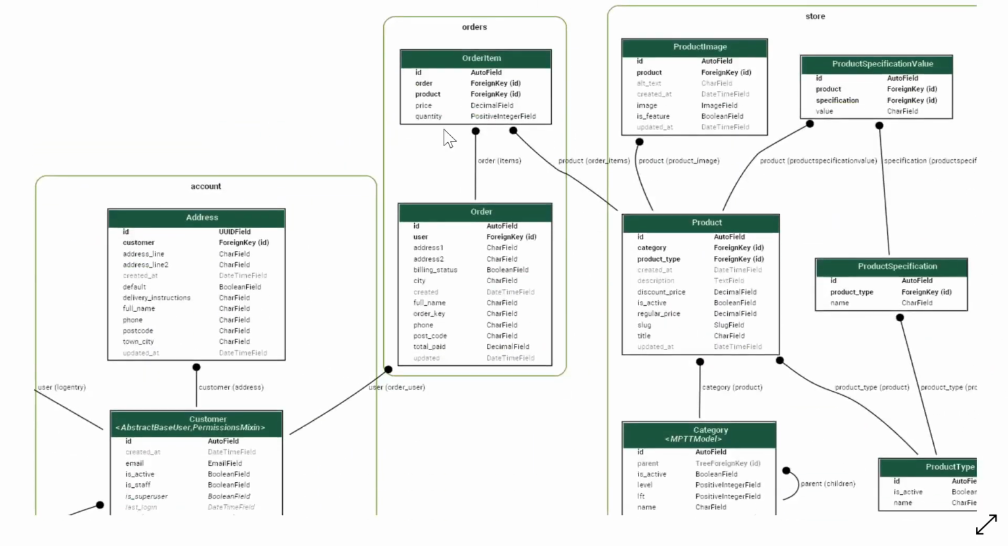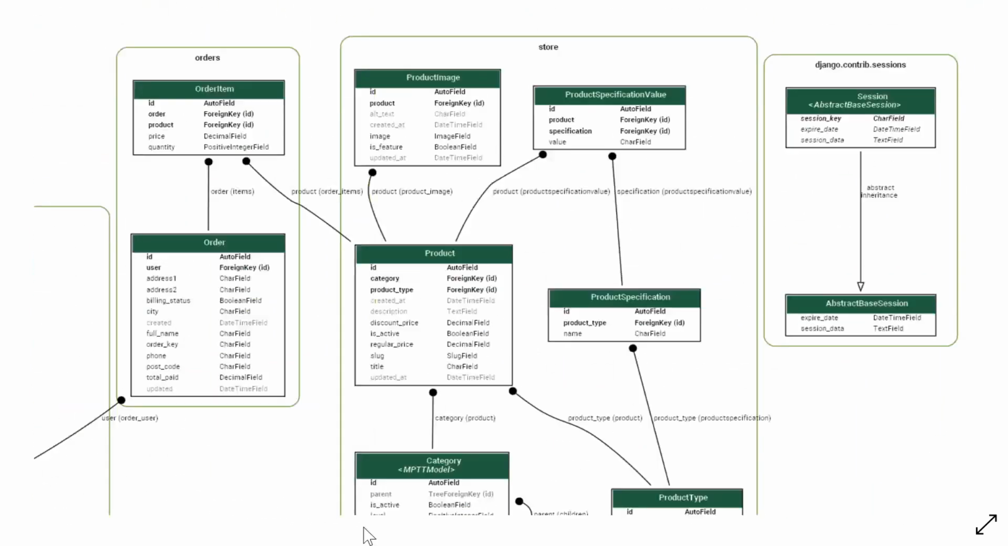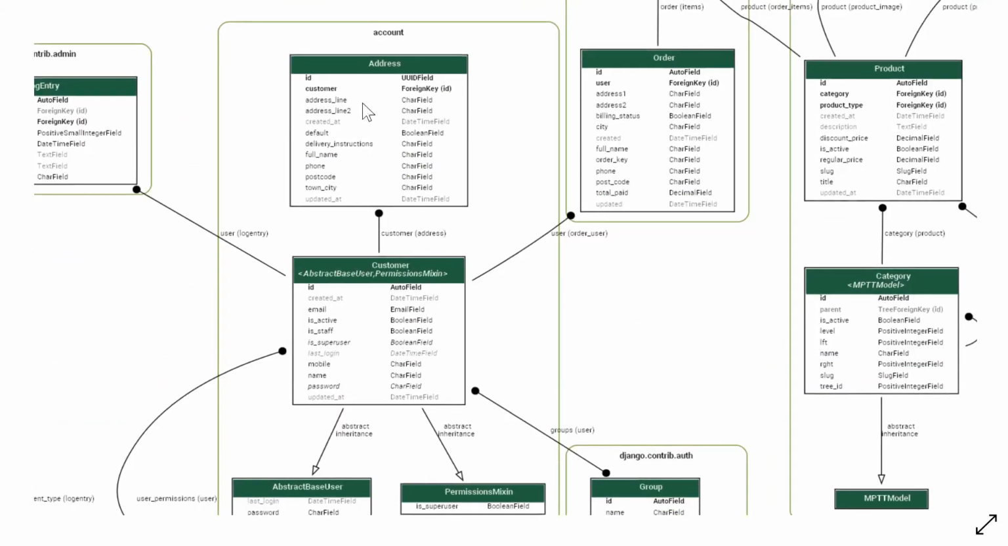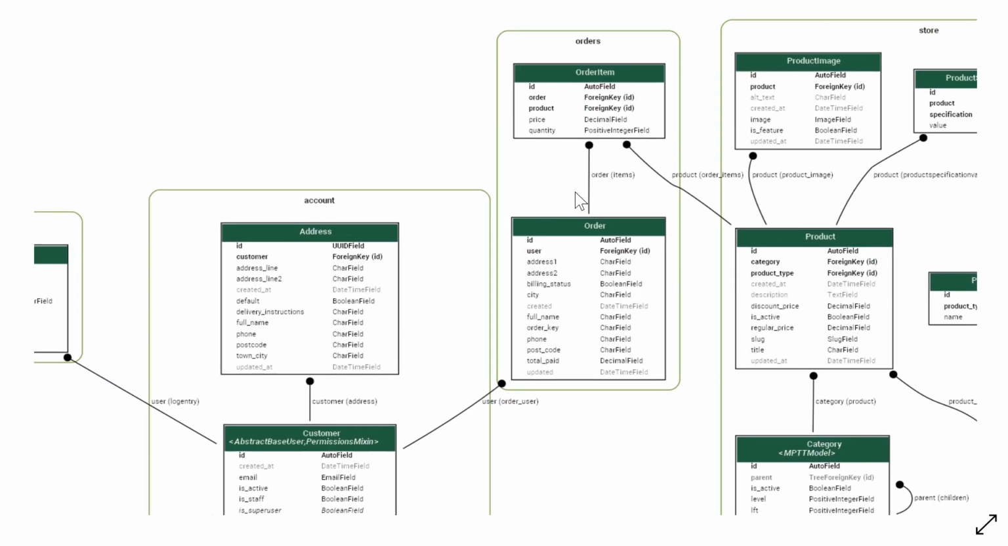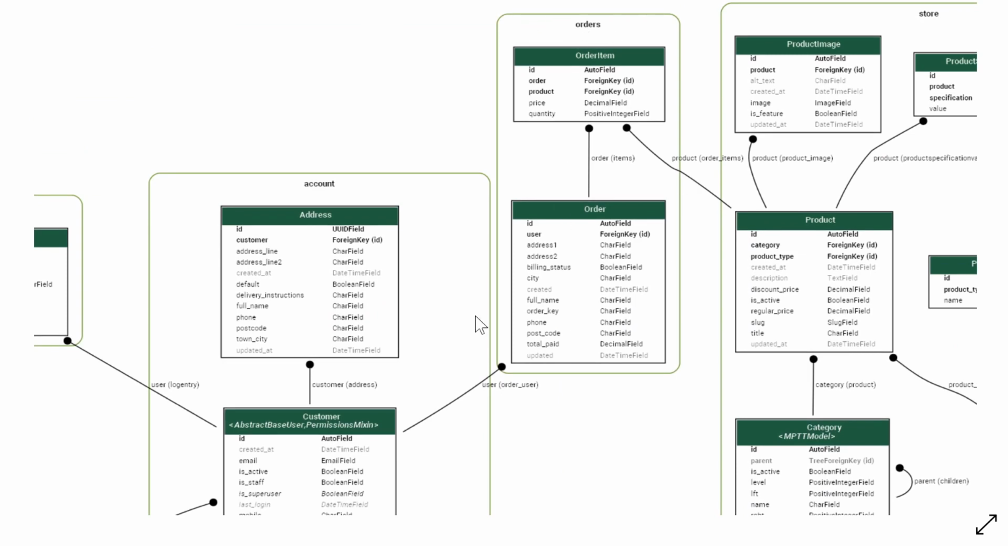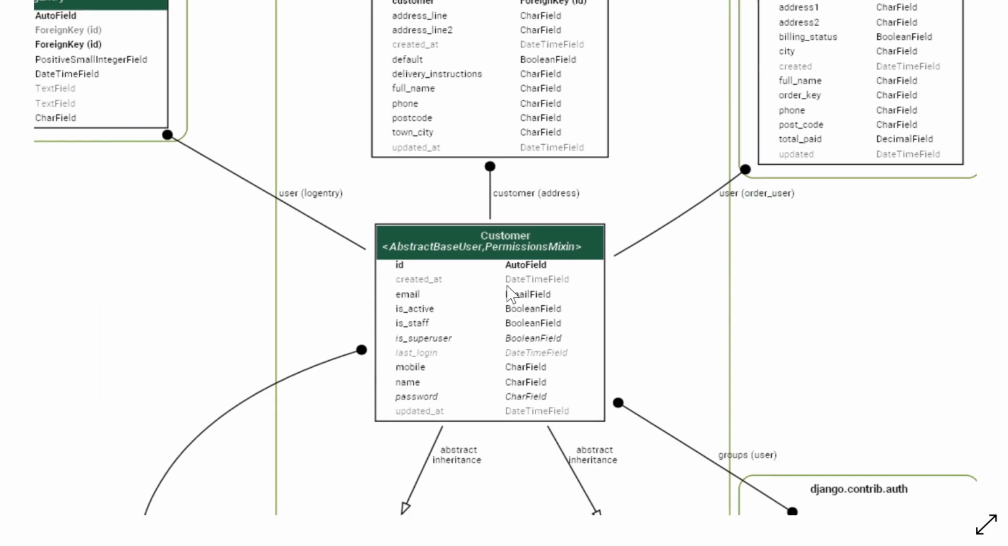So the account app, the orders, the store, what else we've got here? I think that's all we've got here. And you can see all the tables, all the fields, and all the connections we have between the app models. So it's a really quite interesting diagram to create.